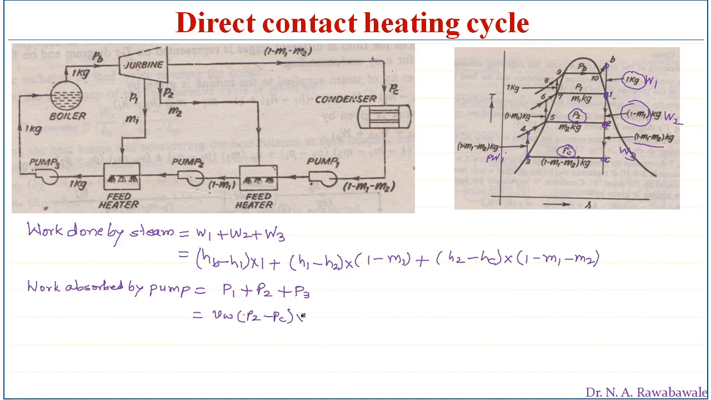So how much of this substance is pumped? Only 1 minus M1 minus M2 kg. So here 1 minus M1 minus M2 kg of condensate is pumped. Now in second pump, pump number 2. So this is the work done by pump number 1.